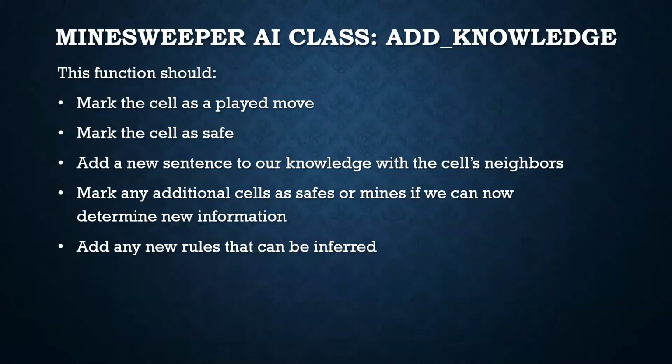Now, the add knowledge function is probably the most important function from the Minesweeper AI class, and in this function we should mark the cell as a played move, mark the cell as safe, add a new sentence to our knowledge with this cell's neighbors, mark any additional safes or mines, depending on how we update our knowledge, and determine if there are any new rules that can be inferred. And how are we going to achieve this?